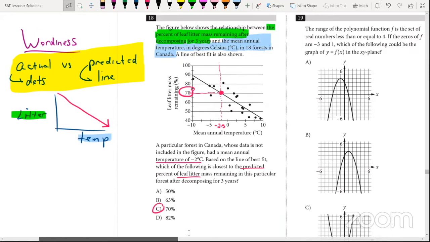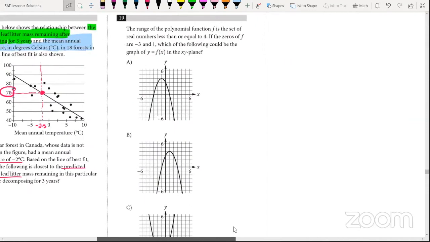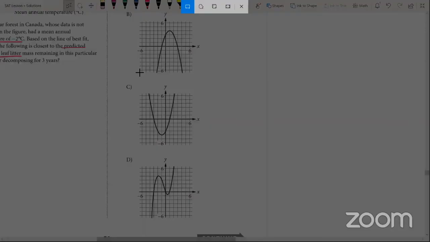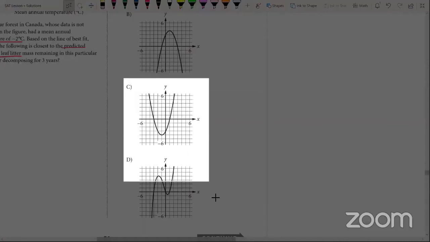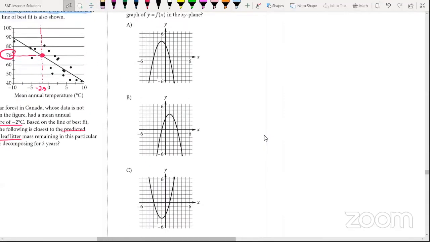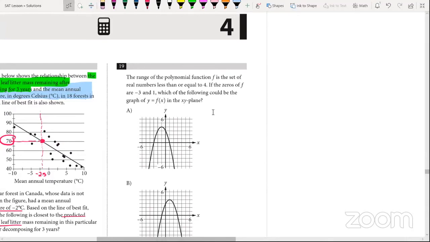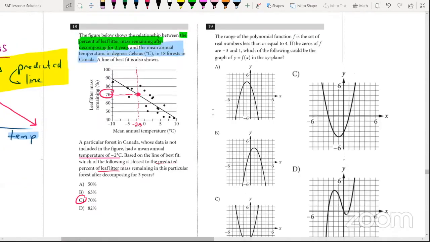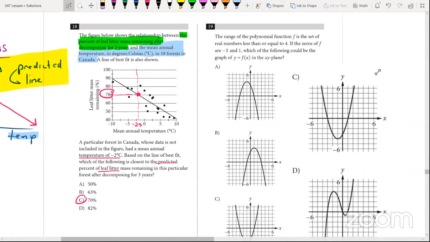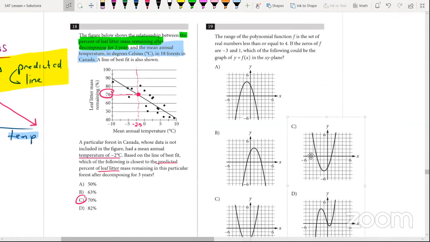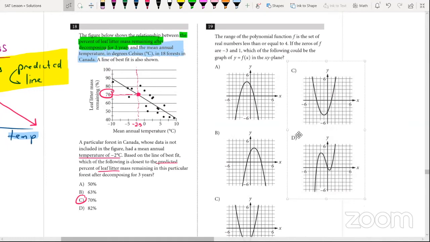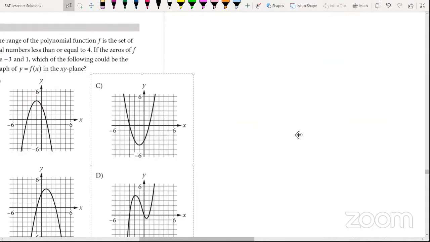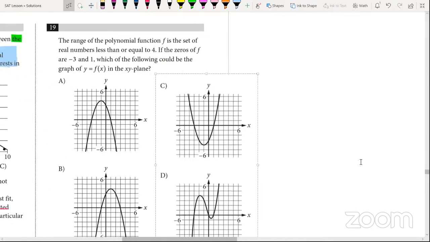So let's go over to number 19 now. I'm just going to take a quick second to put these things near each other. Instead of having choices C and D below, we're going to have them next to it so that we can see more easily.